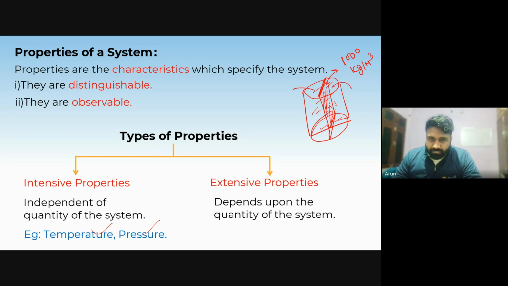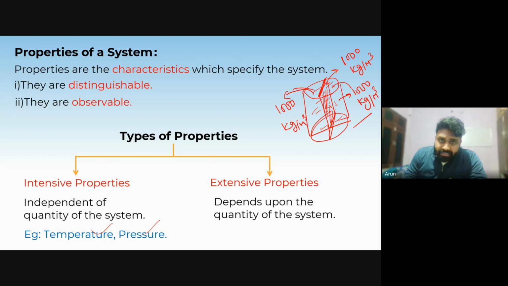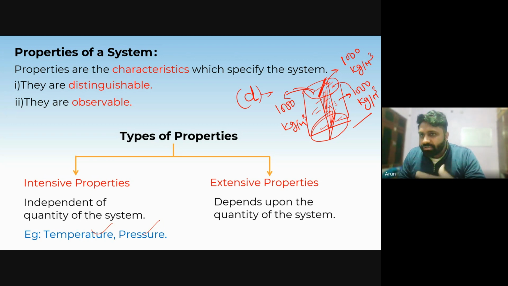Now, if you measure the density of this part, this will be 1000 kg per meter cube. And if you measure the density of this part, it should also be, and it must be, 1000 kilogram per meter cube, which tells us that density is an intensive property of the system. It does not depend on how much amount of water we have taken. Got it?